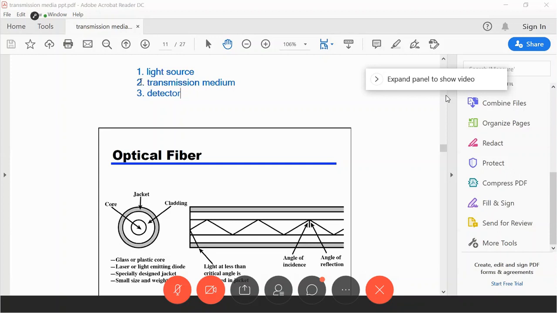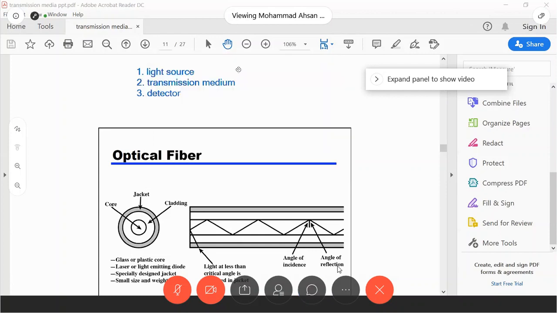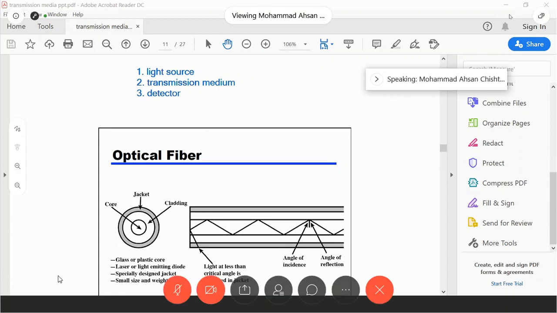Right. Coming back. Now we are discussing optical fiber transmission, in which there are three components. The first one being the light source, the second one being the transmission medium, and the third one being the detector. I need to admit the people who come late here. Yes, you better be there on time. Raman, take the attendance.